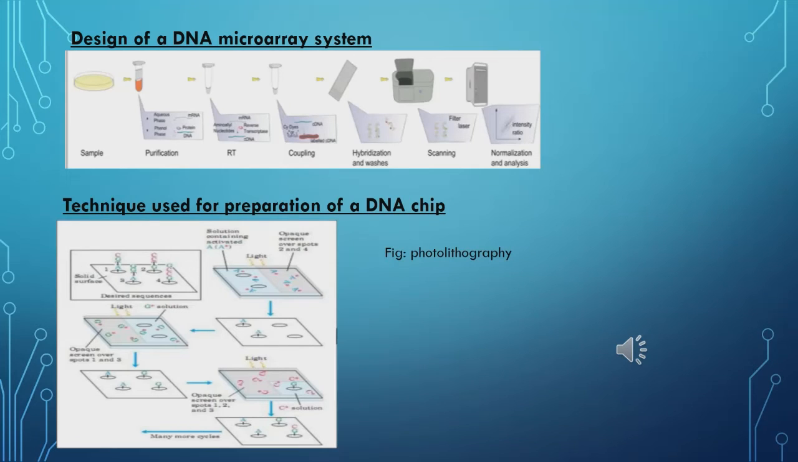So this slide is about the design of a DNA microarray and the technique used for preparation of a DNA chip. About the design of a DNA microarray system, as you can see, first the sample is collected, then purification is done, then recombinant technology is used, then coupling is done, hybridization is done, and then washing off is done, and finally the scanning, and then the normalization and analysis is done. And in the technique used for the preparation of a DNA chip, as you can see, there are many more processes, but the main concept of these processes is photolithography.